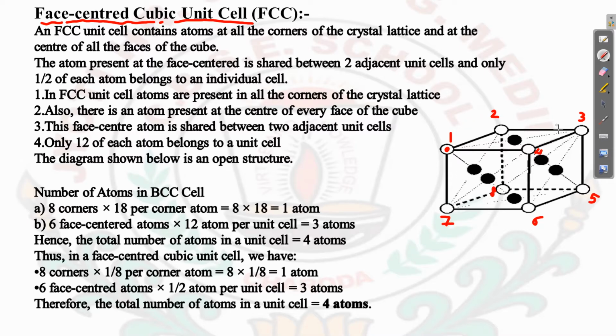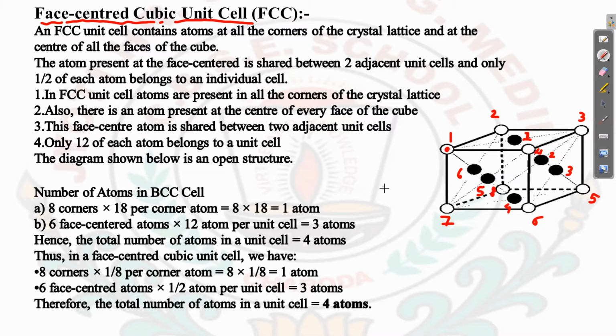Okay, 8 atoms or 8 particles are present at the corners. Now each face, so if you see a cube, there are a total of 6 faces. Each face will be contributing one atom here. So 1, 2, 3, 4, 5, and 6. It means 6 atoms are contributed on the faces, and 8 atoms are contributed at the corners.